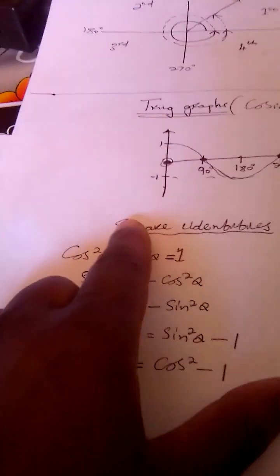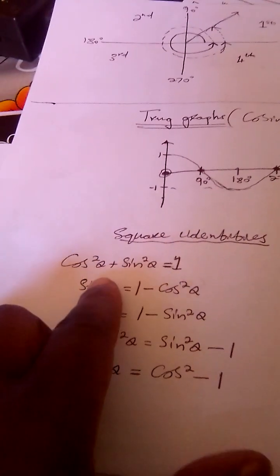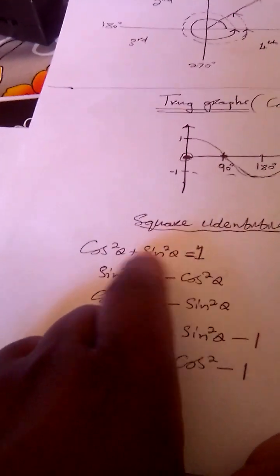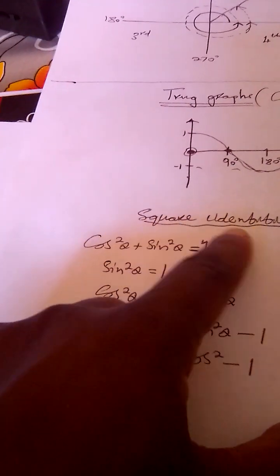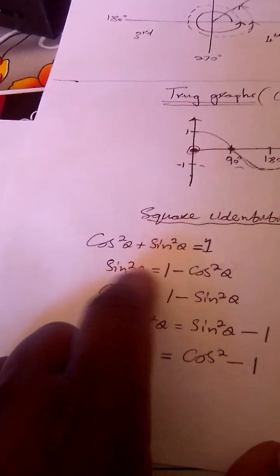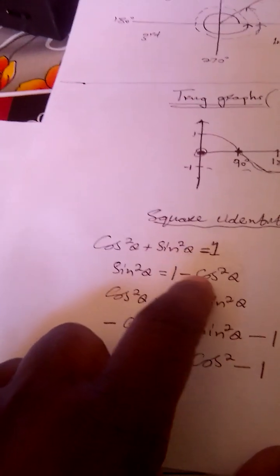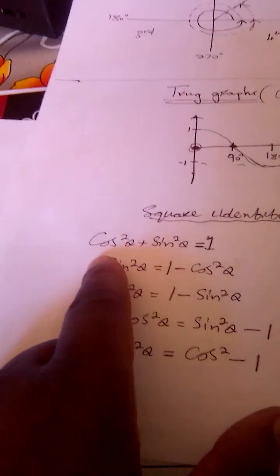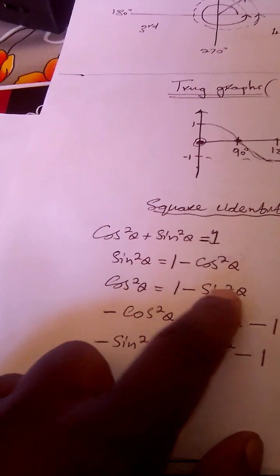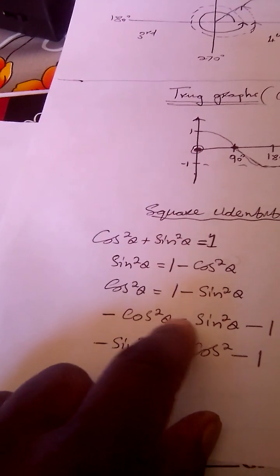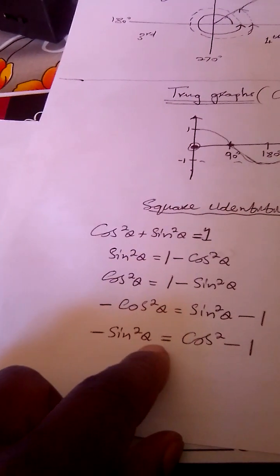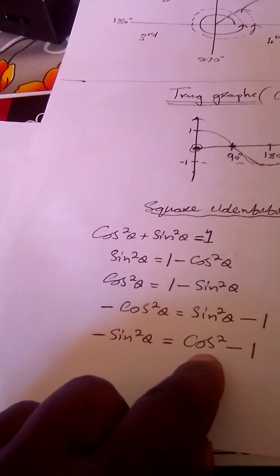Let's look at this one. This one is called square identities. You know that cos squared theta plus sin squared theta is equal to 1. Those are the formulas that are given. They are called square identities. You can change from this standard formula like this. Sin squared theta is equal to 1 minus cos squared theta. Cos squared theta is equal to 1 minus sin squared theta. Minus cos squared theta is the same as sin squared theta minus 1. Minus sin squared theta is the same as cos squared.